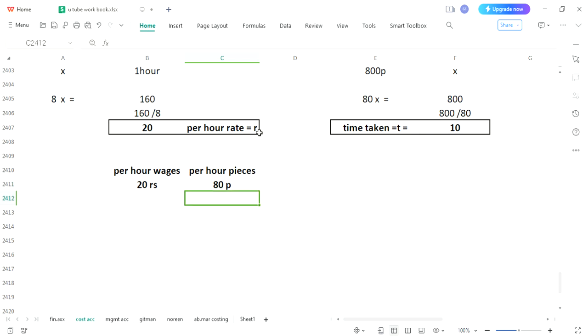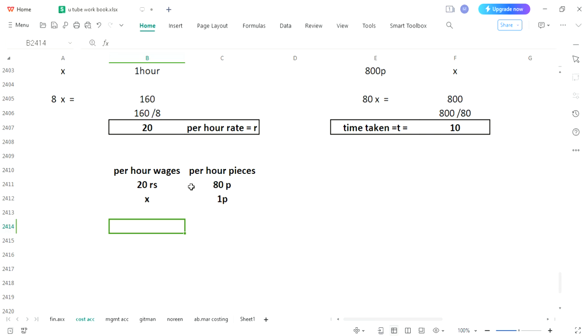In a similar way, we want to know how much amount would be paid for one piece. Why? We need to have the per piece rate. It is what? Per piece. One single piece, how much amount? Now please understand it. 20 rupees are paid for 1 hour, and 80 pieces are made per hour. It means for 80 pieces we receive 20 rupees. So how much amount will the worker receive for making a single piece?